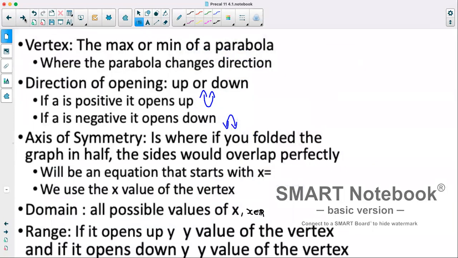Domain, unless it's a word problem, will be all possible values of x, because we don't really have any restrictions on our x values. Our range, if it opens up, y would be equal or greater than the y value of a vertex. If it opens down, y is equal or less than the y value of a vertex.